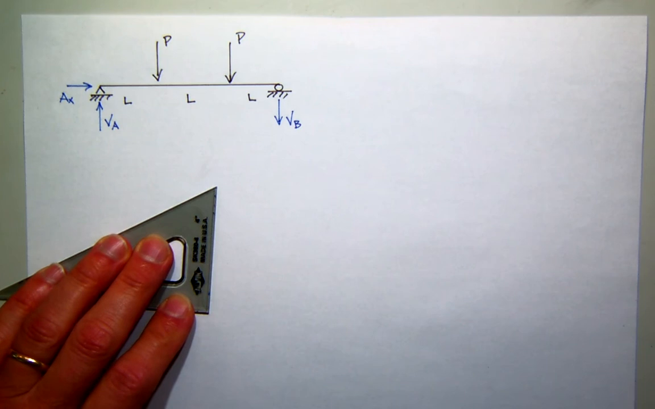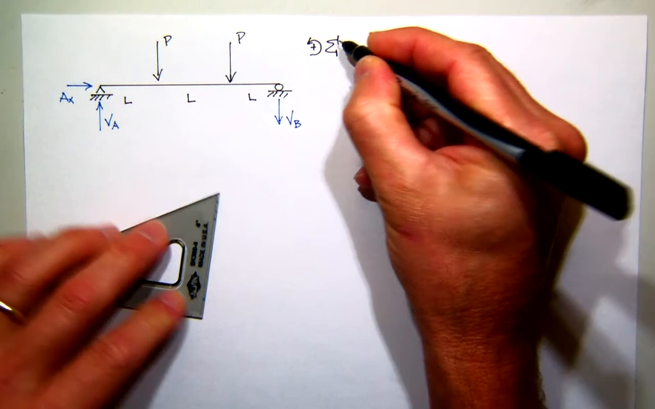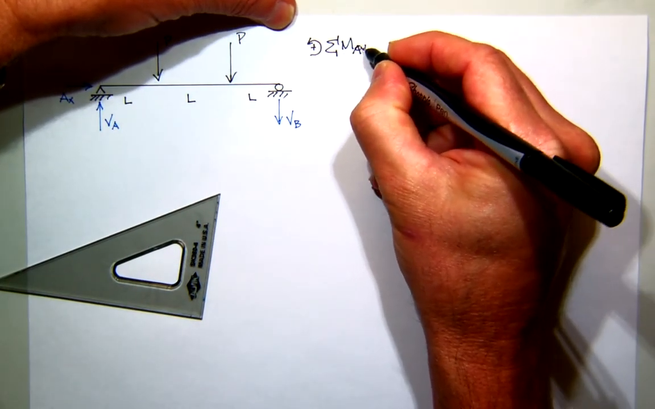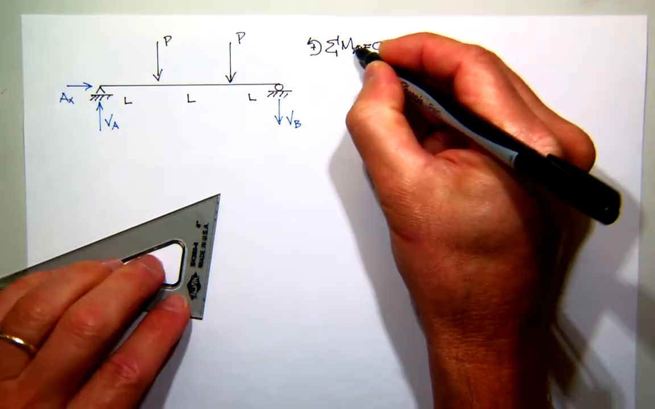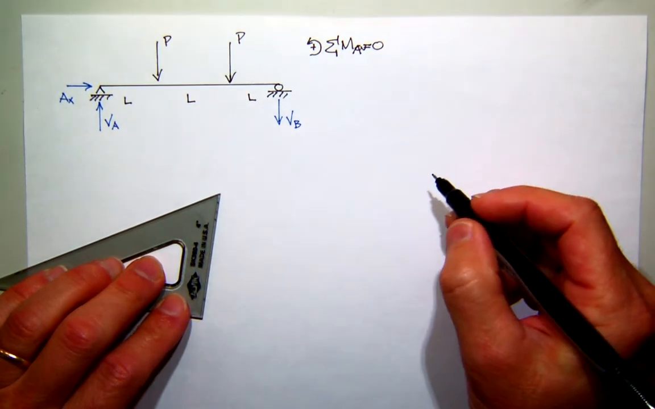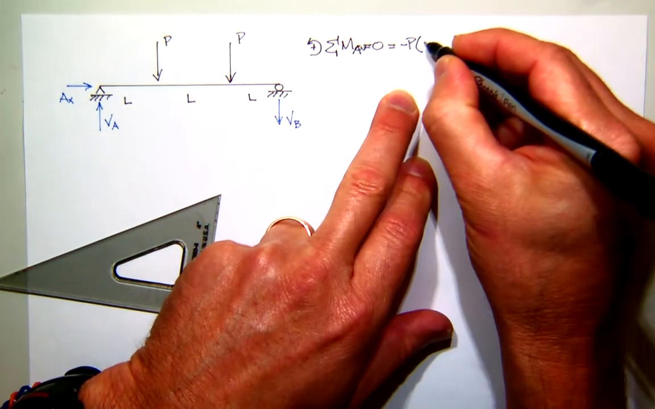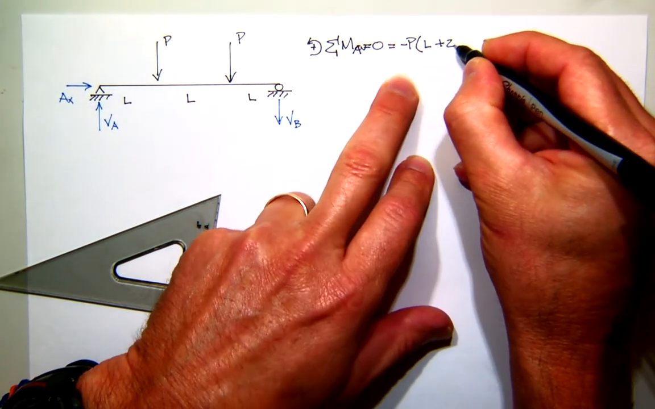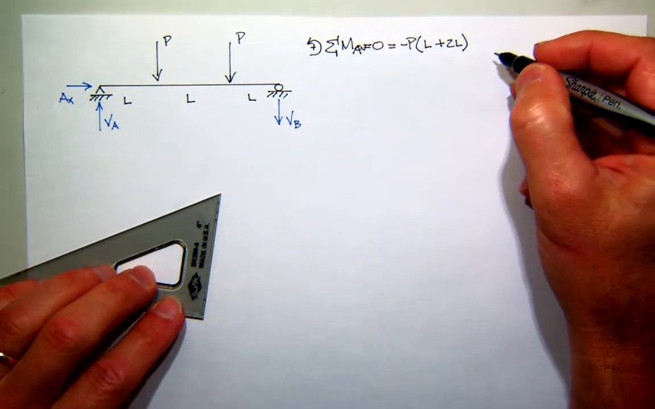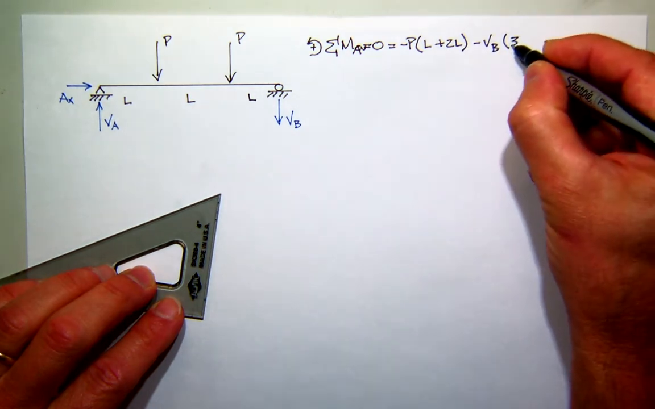Alright, so now let's find those values. So if I use right-hand rule and sum my moments at, let's do it at point A. Messed up there. Sorry, that's sum of the moments at A. So what do I have? Summing moments about A, these two forces create positive or negative moment. Negative. So I'll have minus P. The first is at L distance. The second one is at 2L. And then I have my shear at B, which is creating positive or negative moment. Negative. And it has a length of 3L.